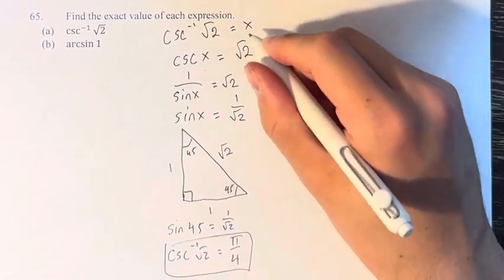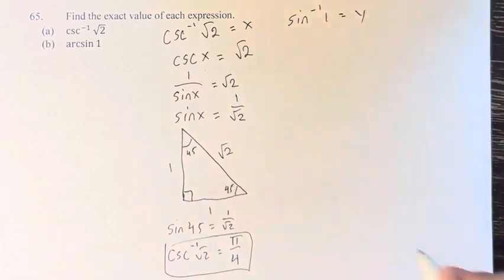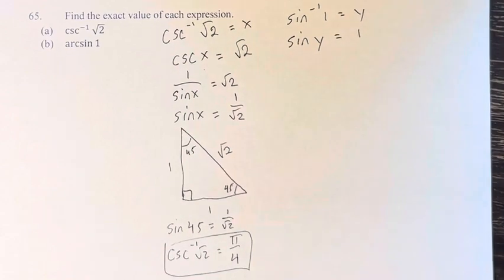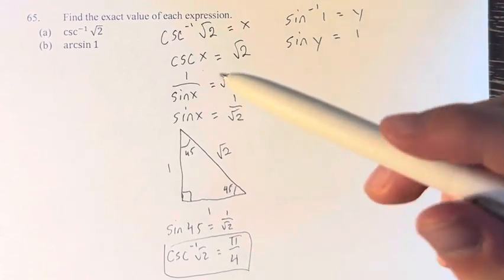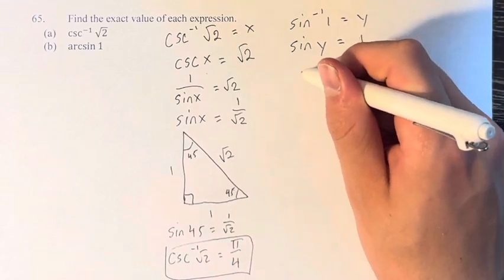For B, arcsin is just the same as sine inverse of 1. Let's call this equal to y. Therefore, sine of y is equal to 1. And solving this is going to be a little bit easier because we just have to graph the sine function.